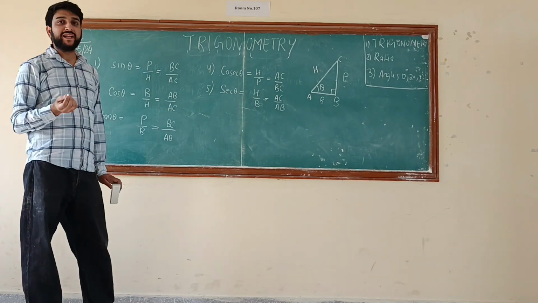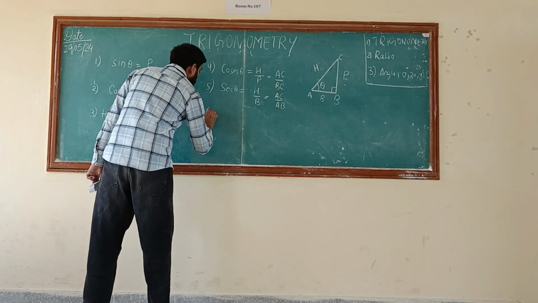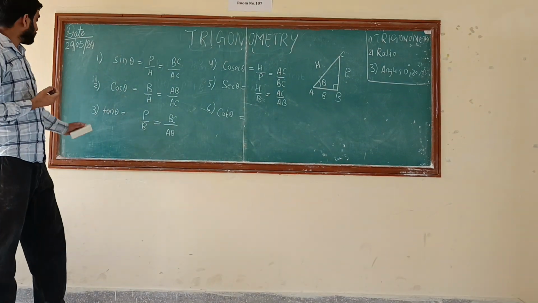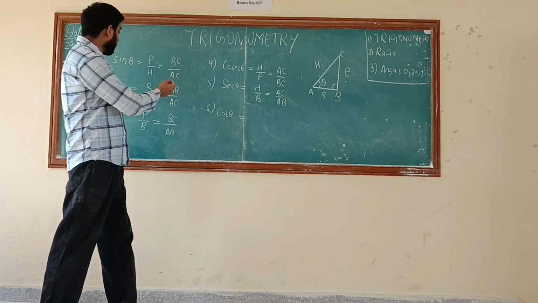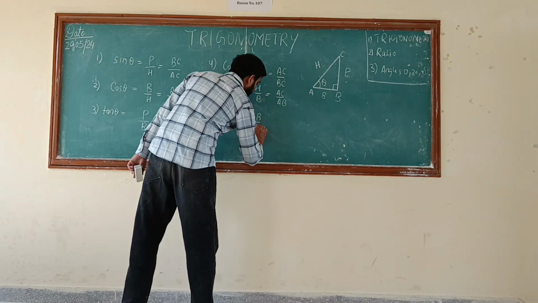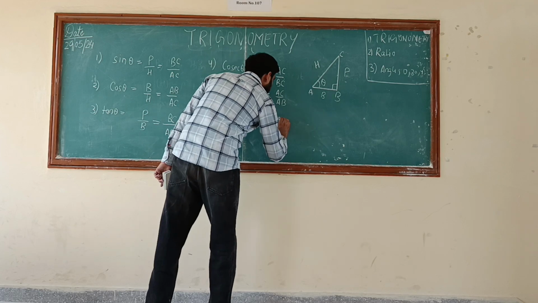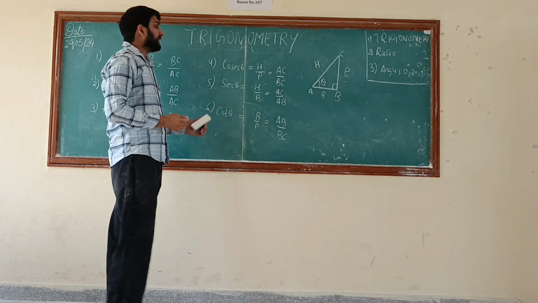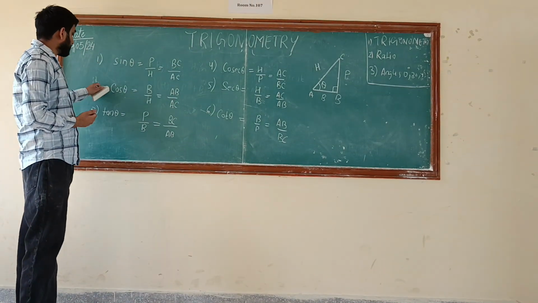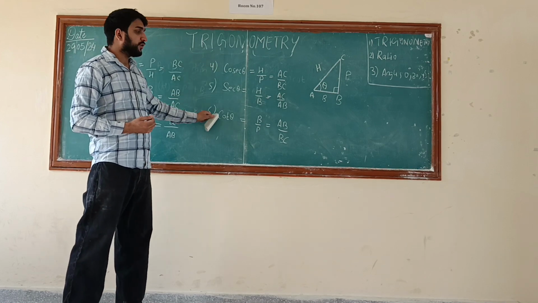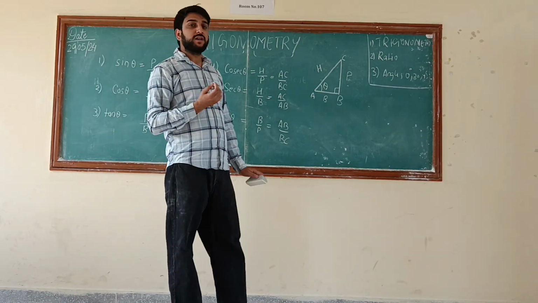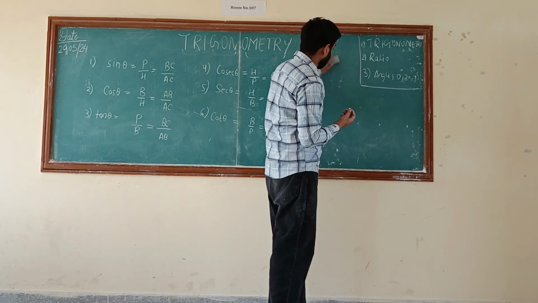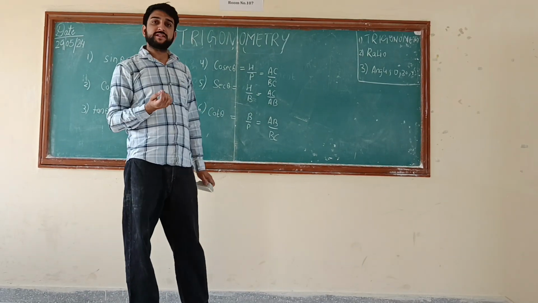Now the last one is cotangent of angle theta, and we denote it as cot theta. Cot theta is the reciprocal of tan theta. So tan theta is equal to perpendicular upon base, so cot theta is equal to base upon perpendicular. So base is our AB and perpendicular is our BC. Now these are the 6 trigonometric ratios, that is sin theta, cos theta, tan theta, cosecant theta, secant theta, cot theta. Now I will tell you a trick to remember these trigonometric ratios, by which we can learn these trigonometric ratios.